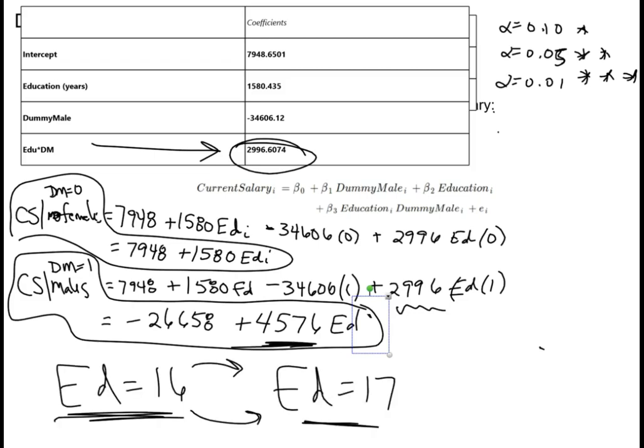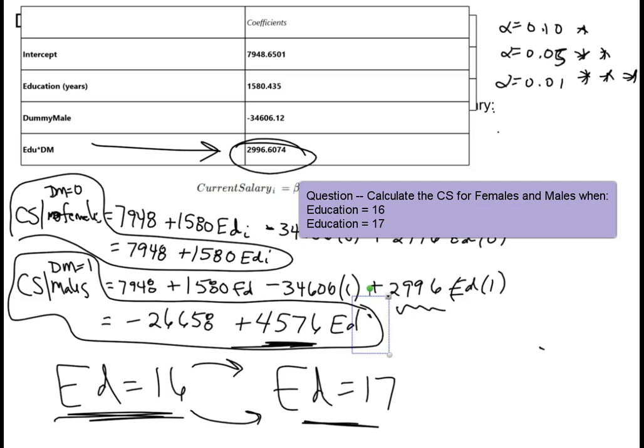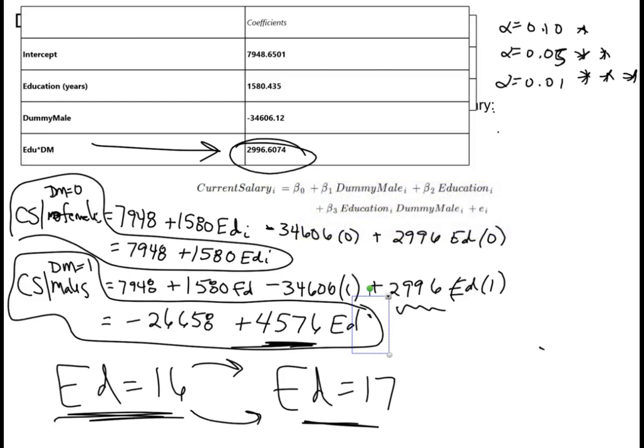An experiment calculation for you to do is to calculate the current salary for females when education is 16, and the current salary for males when education is 16, and then recalculate when education is equal to 17. So the current salary for females when they have 17 years of education, and the current salary for males when they have 17 years of education. And then if you look at the difference, what you should find is that having more education boosts both types of workers' salary, right? More education leads to higher current salary on average. But what you should find is that for males, the boost to their salary is $2,996 more than the boost to female salaries of having that 17th year of education.